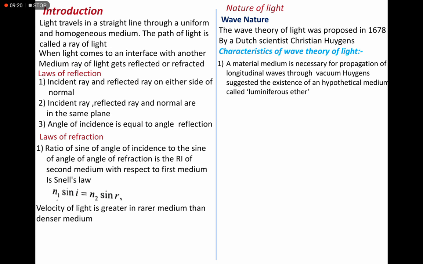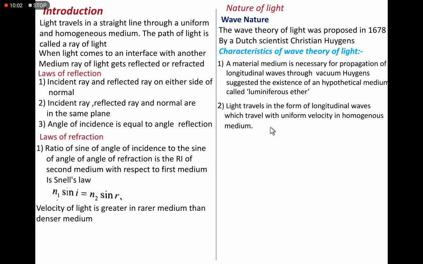Actually, here Huygens suggested a different kind of medium for propagation of the light waves, and that medium is the luminiferous ether medium. These are the characteristics of the wave theory of light. What Huygens realized about the nature of light, the first point, is that the light wave is a longitudinal wave, and it requires a different kind of medium for propagation, and the name of the medium is luminiferous ether medium.